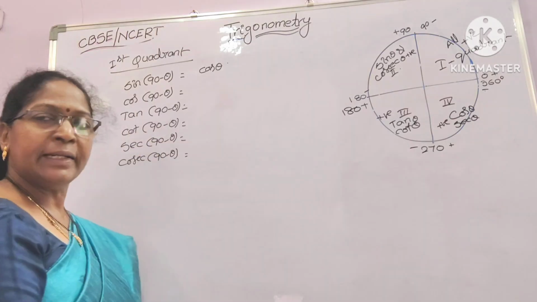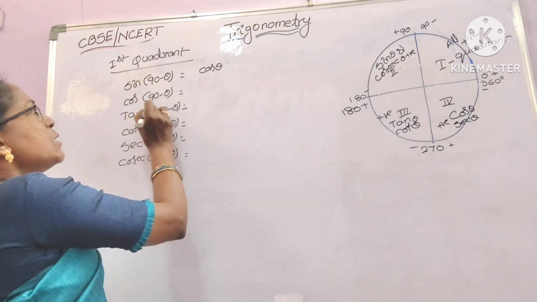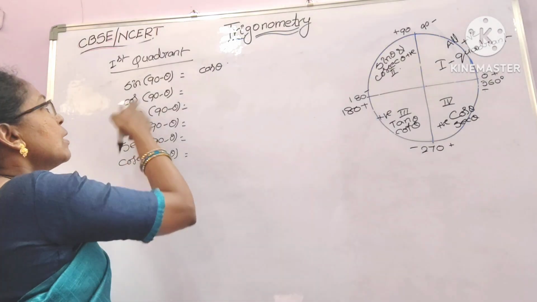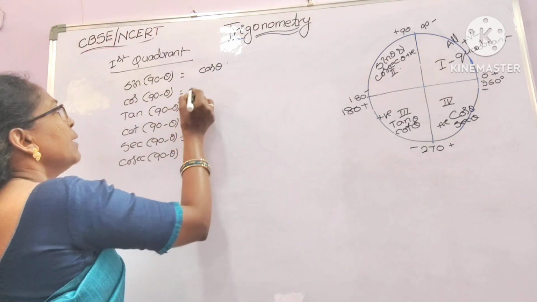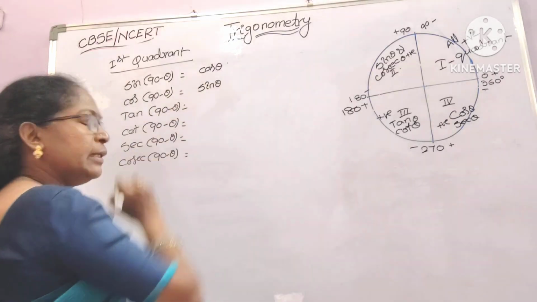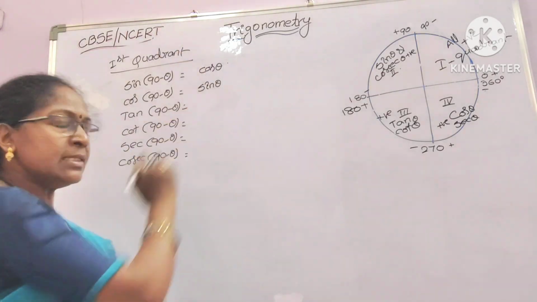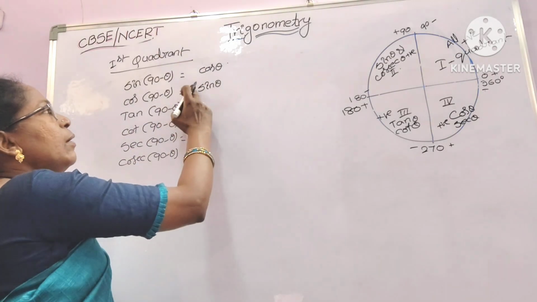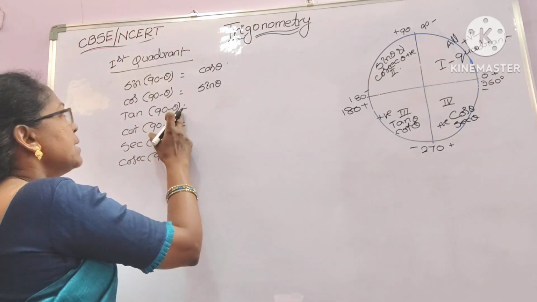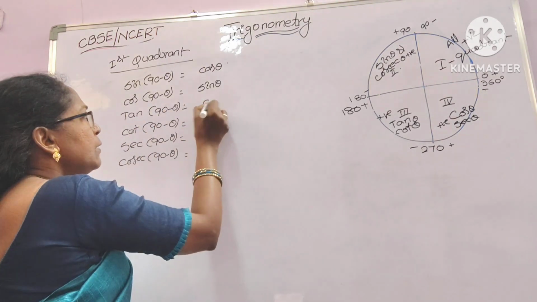Next one, cos 90 minus theta. Again first you have to find out that 90 minus theta comes under the first quadrant. So cos 90 minus theta, cos becomes sine, the angle is theta, you write theta. Here this is in the first quadrant, so the sign is positive, plus only. Again tan 90 minus theta, tan converts into cot.